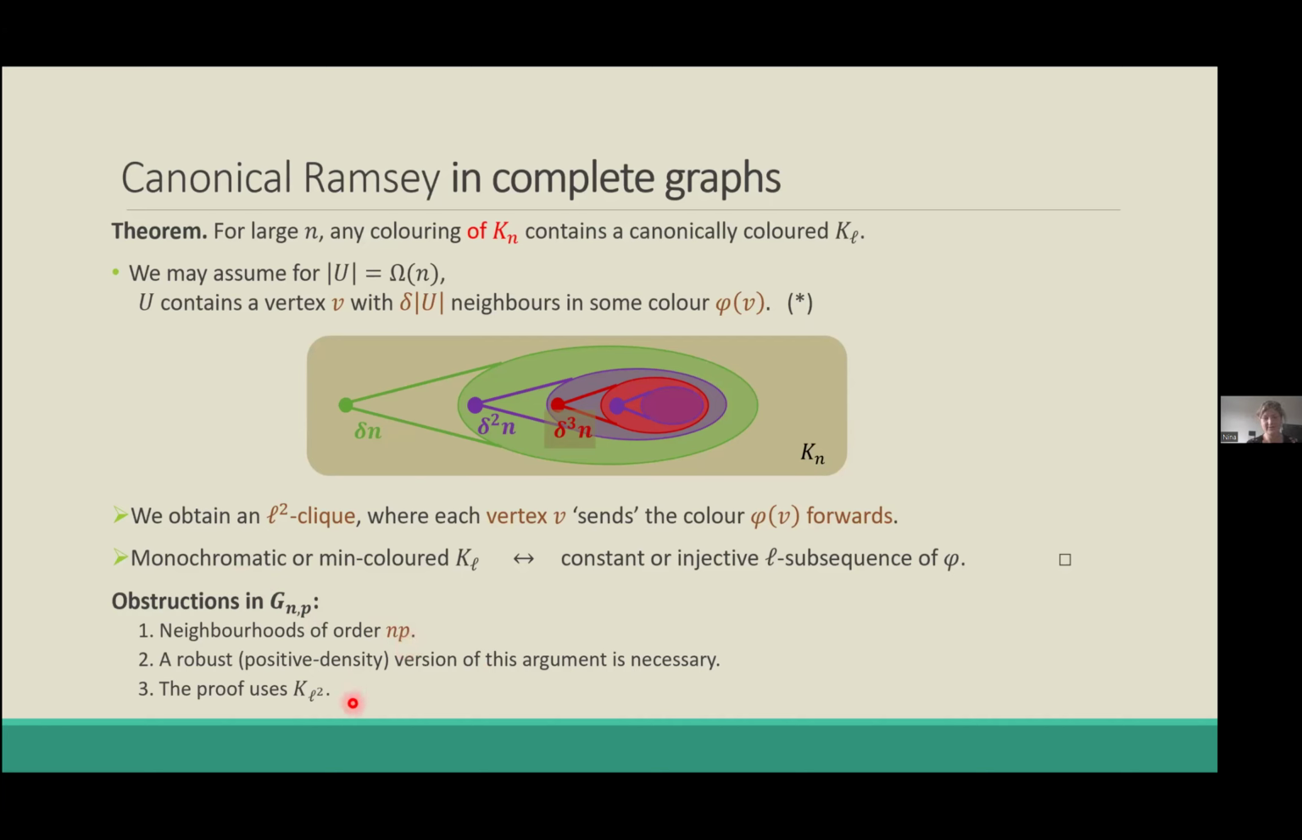Another important difficulty is that this proof uses cliques of size L squared in the complete graph. And that's, again, something that you cannot find in G(n,p) at the corresponding density.